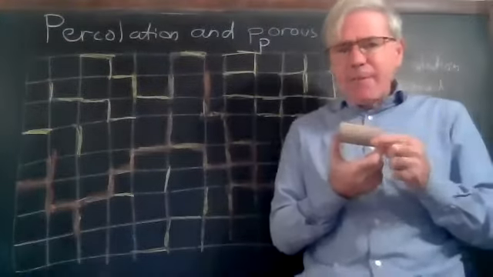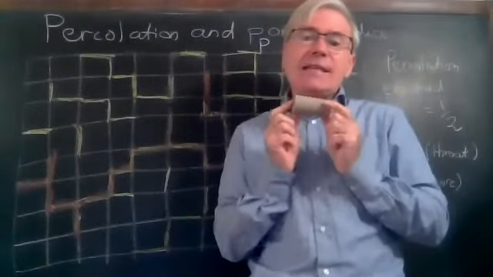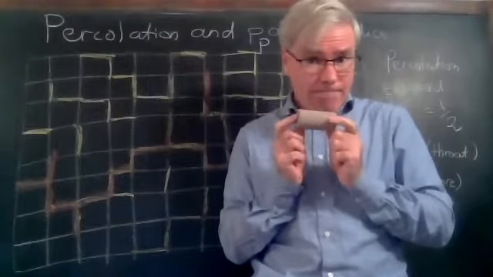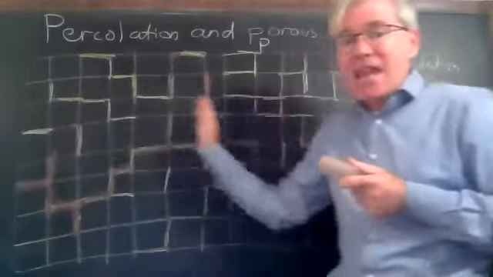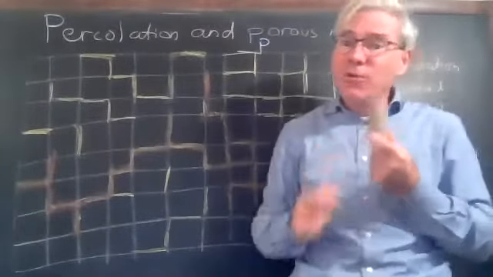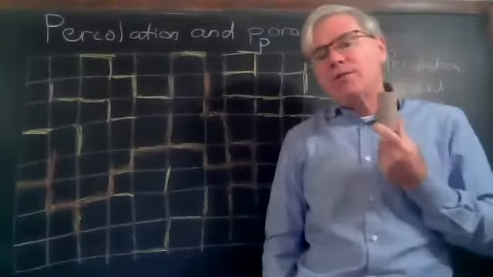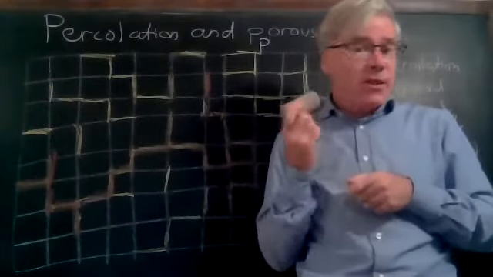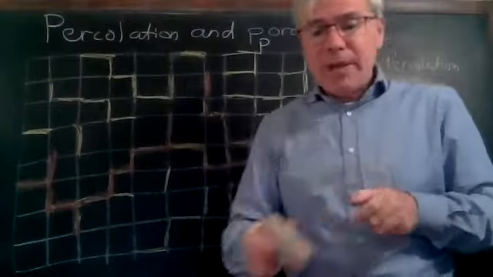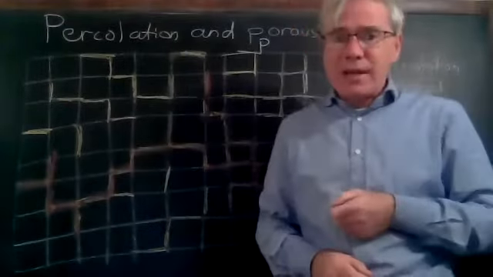And this is where I have my rock, and it's entirely full of water. So you can imagine this lattice being full of water. And then what I'm going to do is inject oil as a non-wetting phase to displace the water. How does that process proceed?